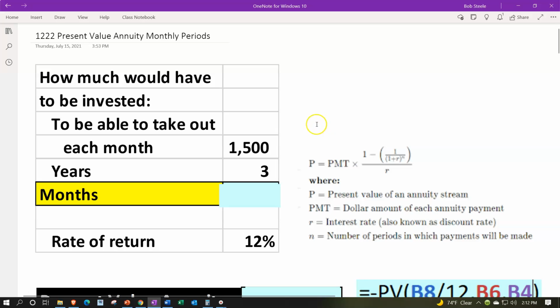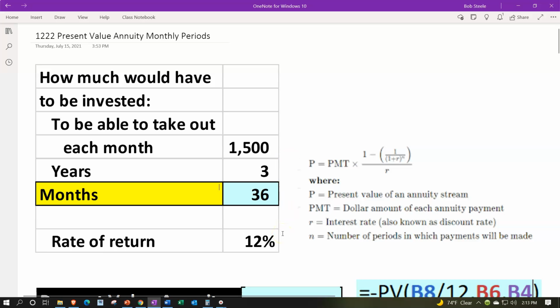Okay, so how much would you have to invest to be able to take out each month $1,500 for 3 years? We're going to be taking it out on a monthly basis, so that means we're talking about 36 months. We would like to take out $1,500 monthly for 3 years, which means period-wise, that would be 36 periods. The rate is going to be 12%. That's a yearly rate.